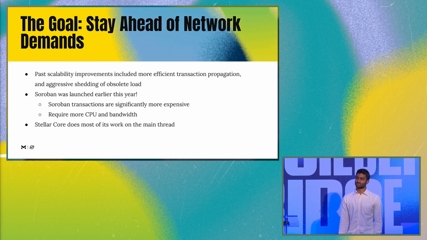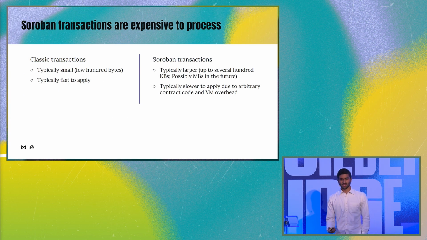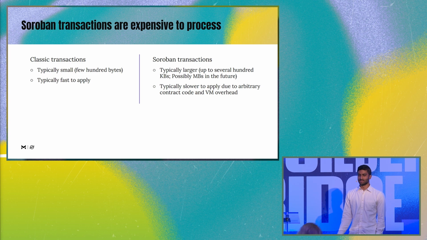However, Stellar Core does almost everything on the main thread. To give you an idea, classic transactions are typically small, a few hundred bytes, and are typically fast to apply. I say typically because in some rare cases when there's a lot of DEX activity, even classic transactions can take a while. But most of the time, they're cheap to apply. Soroban transactions, however, can be hundreds of kilobytes large due to WASM size. And they are also slower to apply because smart contracts allow arbitrary code execution. The network has an upper bound on the amount of execution expressed through the network limits, but we want to be able to increase this. These transactions create a new burden on CPU.